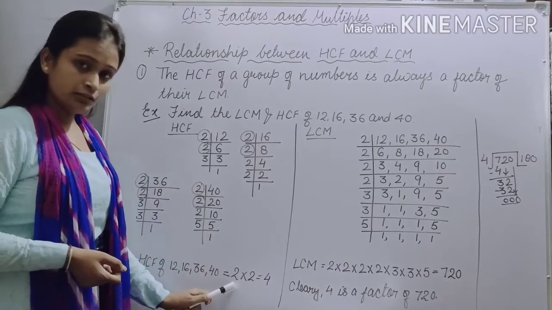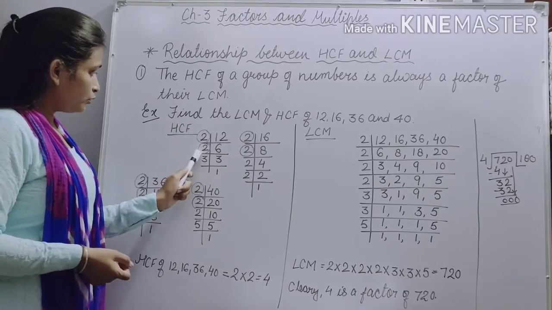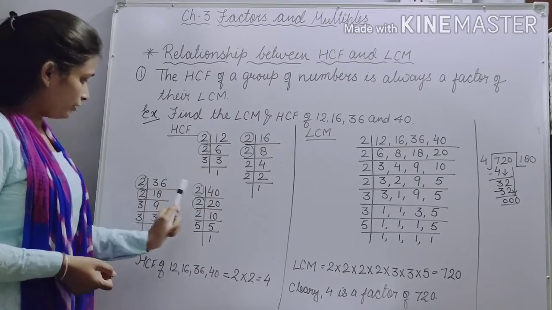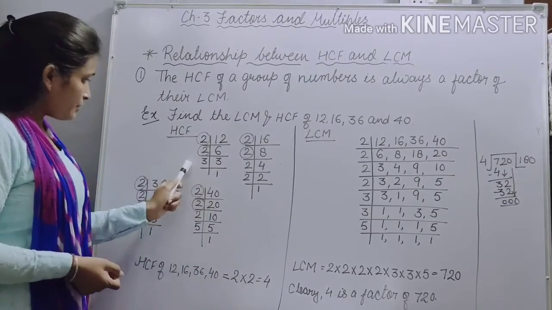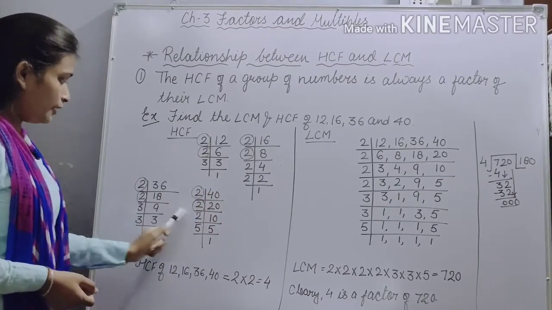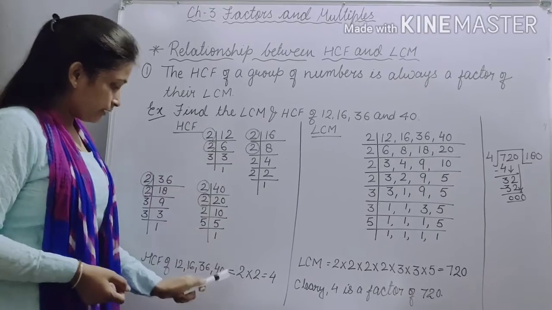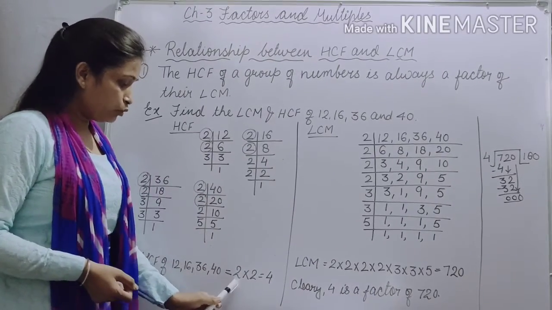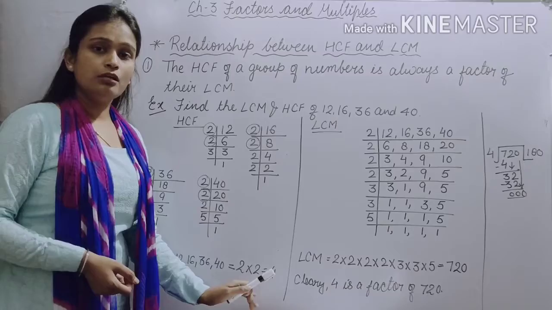So I write here 2. Again 2, 2, 2 and 2. Again circle. अब आप इसको चेक करोगे, यहाँ पर 3 आ गया, यहाँ 3 है ही नहीं, यहाँ पर 3 है, यहाँ 3 है ही नहीं. That means इसके फैक्टर्स हो जाएंगे, इसका HCF होगा 2 multiply 2 which is equals to 4.